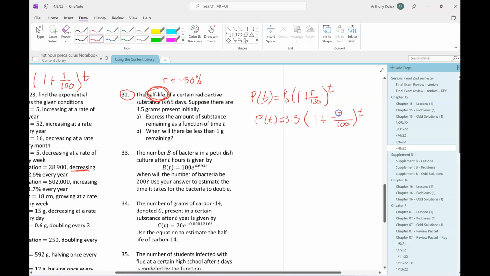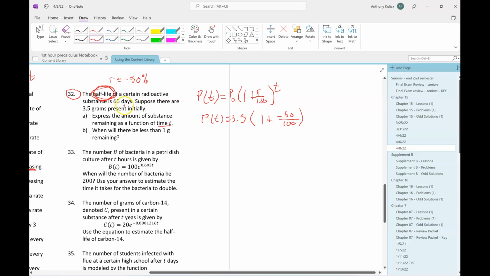Now, here we have to be a little bit careful about our unit t. It says a function of time t. So I'm going to choose for t to be in days. Okay with that? It says to get one half-life, we need 65 days. So how much of a half-life can we do in 1 day? 1/65th, right? Does that make sense, Grace?